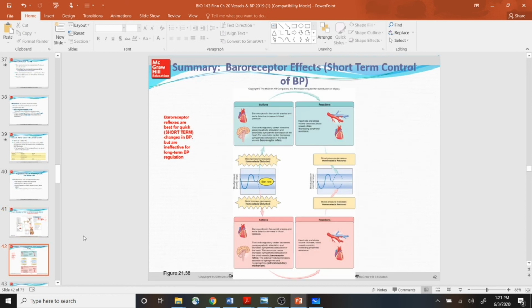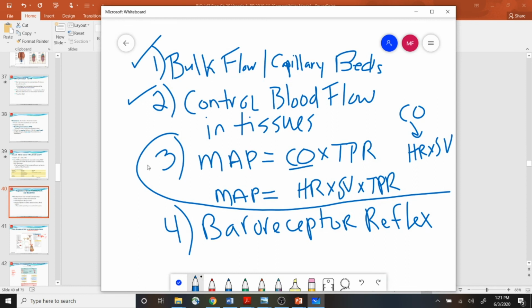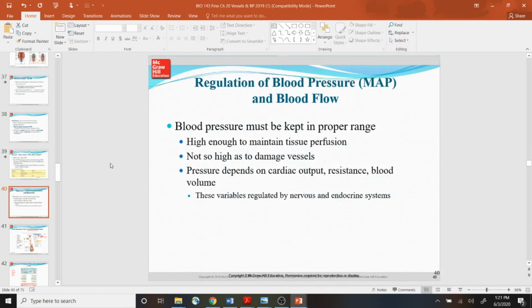So, our last little bit. We've led ourselves now into the baroreceptor reflex. And before I go into that, this is part of regulation of blood pressure and blood flow. You've got to have your blood pressure be kept in a proper range, high enough to maintain tissue perfusion, not so high to damage blood vessels, and not so low to not get blood flow where you need it to go. It depends on cardiac output, that depends on total blood resistance, and that depends on your blood volume too. Your nervous system and your endocrine system can regulate that.